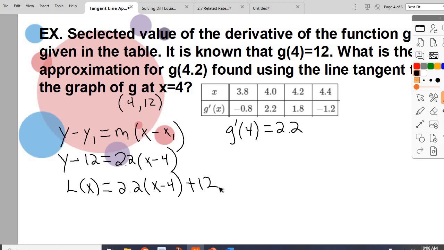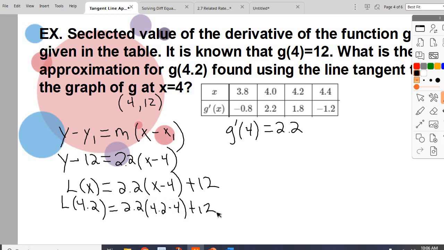Yes? So that would be our linear approximation line. And then they ask us to approximate what? 4.2. So I have 2.2 times 4.2 minus 4 plus 12.